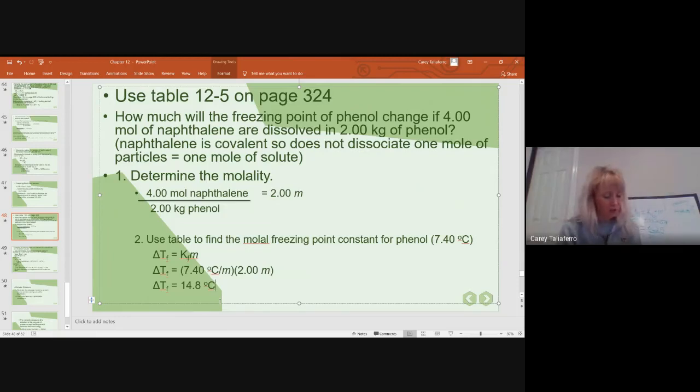Okay. So this is going to change. Somebody do that math for me, actually. I don't want to embarrass myself. I'm actually going to pull out the calculator, and that might be embarrassing in and of itself. So the freezing point is actually going to be 40.9 minus 14.8. So you get 26.1 degrees would be the new freezing point of phenol if we added that molality of naphthalene in it.